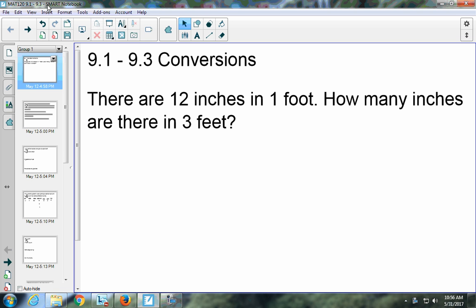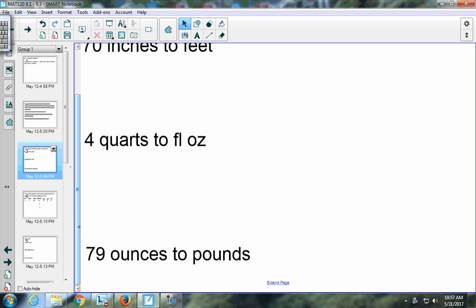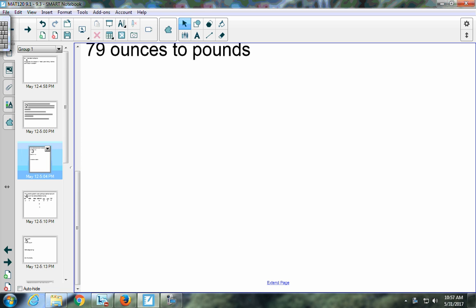1 to 9.3 conversions notes. We're going to do a couple examples that I left for you to do after class. So in class, we should have already gone through these first two examples, and we're going to look at this last one, the 79 ounces to pounds.